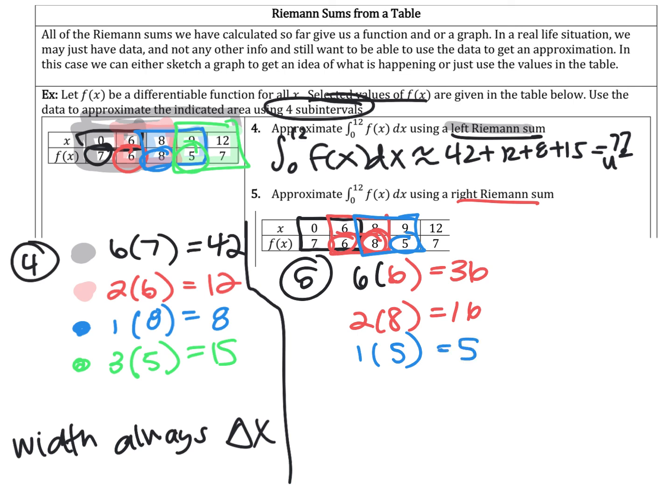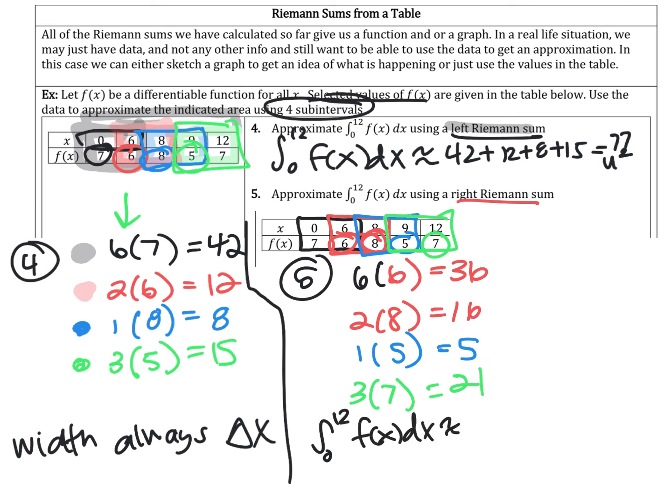And last but not least, looking at the interval from 9 to 12, the width is going to be 3, the same widths as there were before, because we're looking at the same table here. But our heights are now looking at the right-handed side instead of the left-handed side. So we could now say, if we used a right Riemann sum, the integral from 0 to 12 of f of x dx is approximately what we get when we add these numbers, 36, 16, 5, and 21 together, and that will give us 78 units squared.